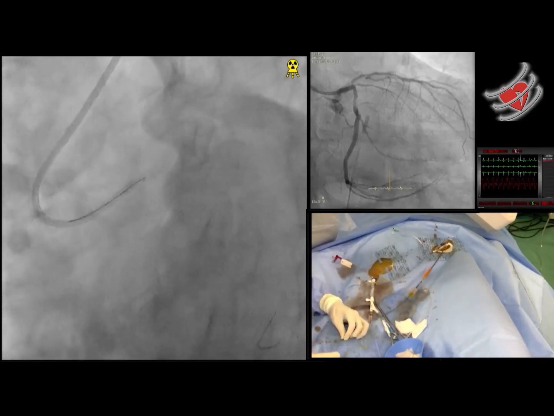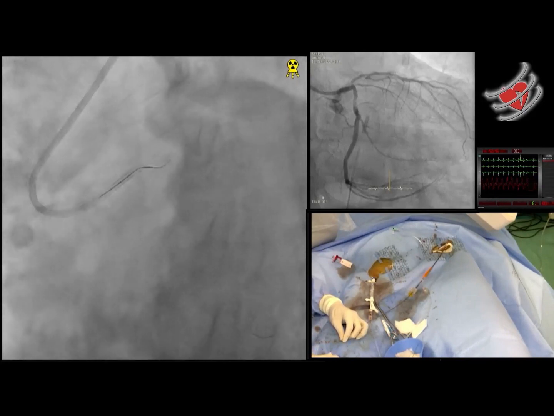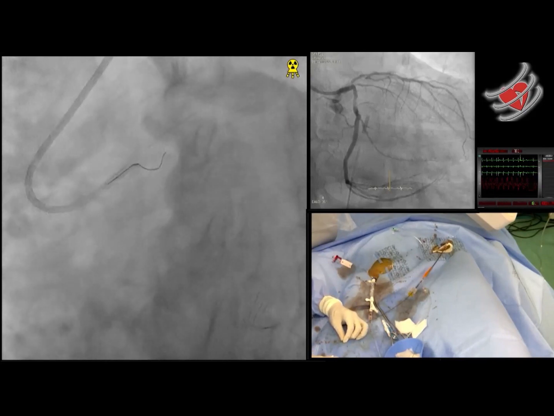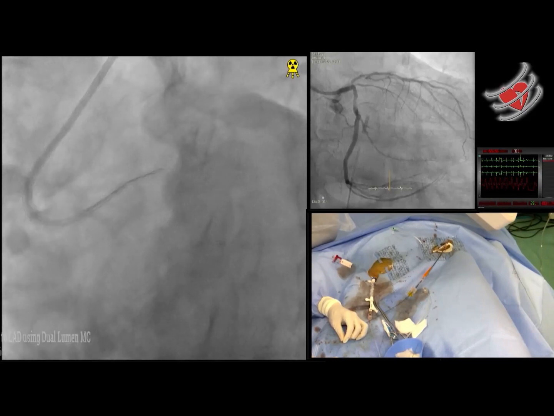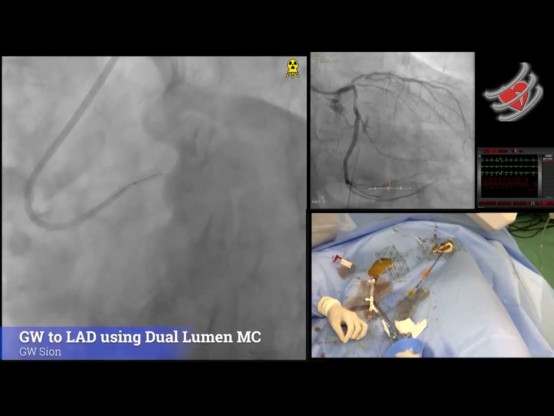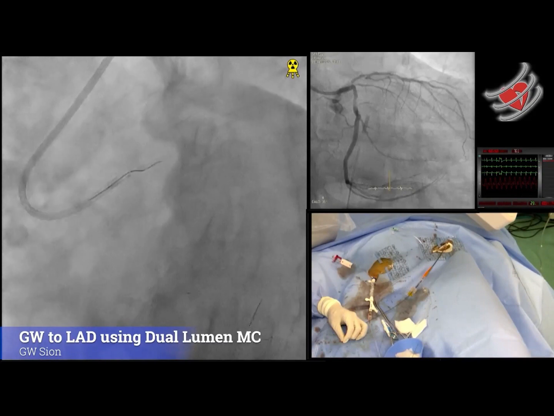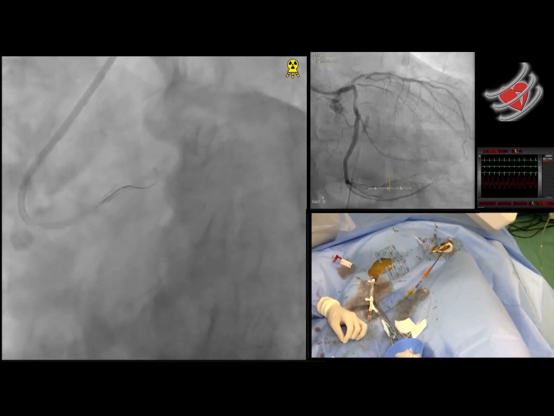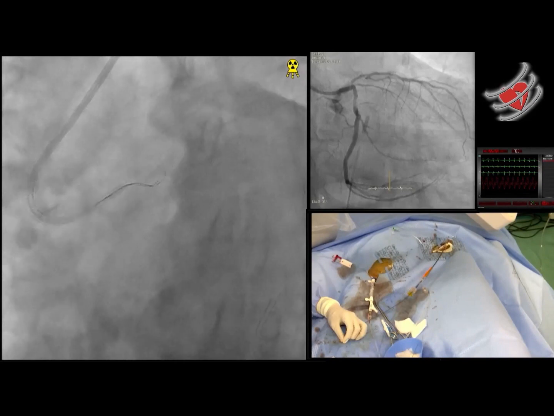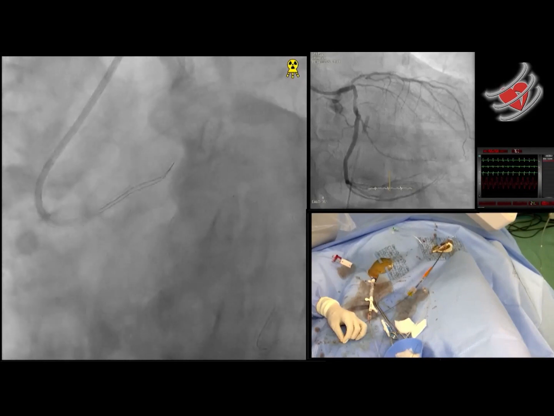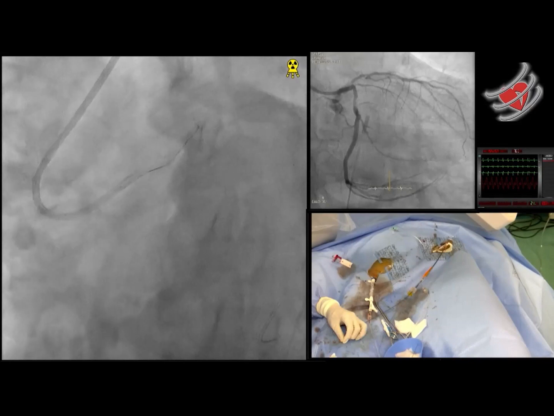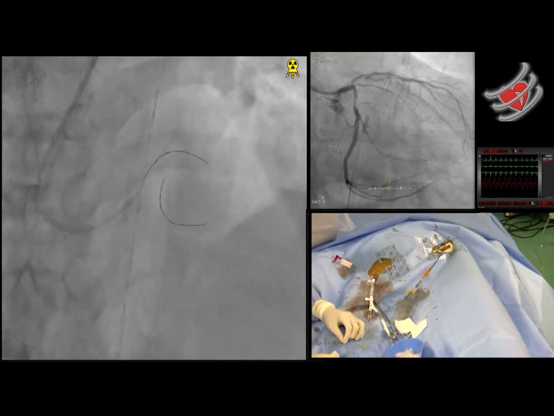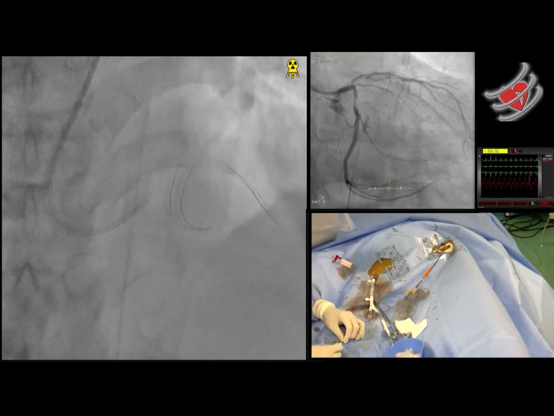But as you can see from the right side, the operator seems comfortable using a left distal radial access from the left side of the patient and IABP from the right femoral artery. So the procedure will be more convenient both to the patient and also to the operator. And as you can see from the angio, the Sion wire could cross the lesion eventually.